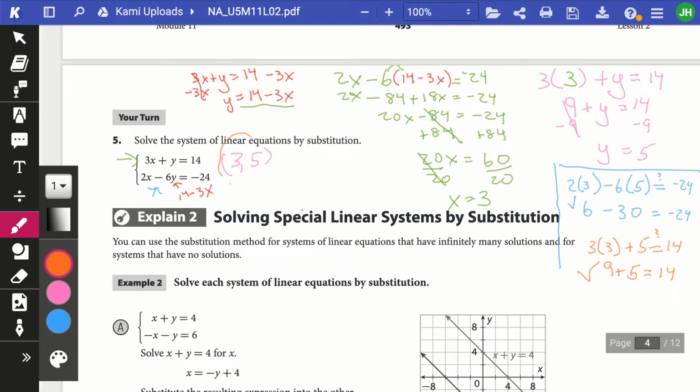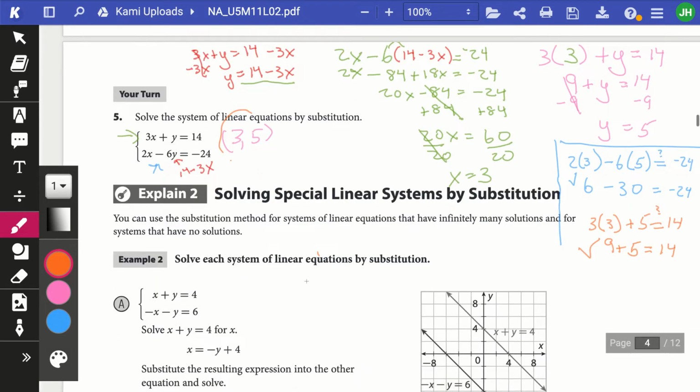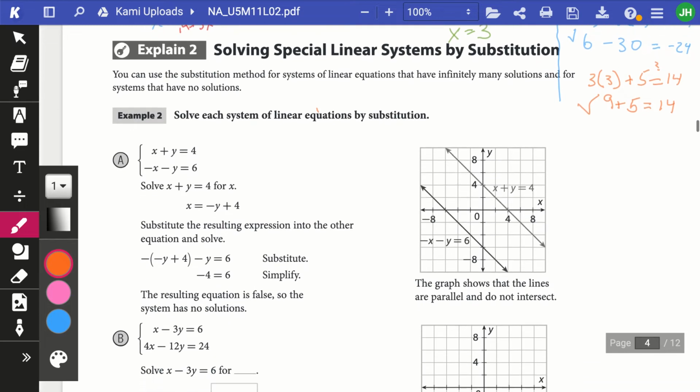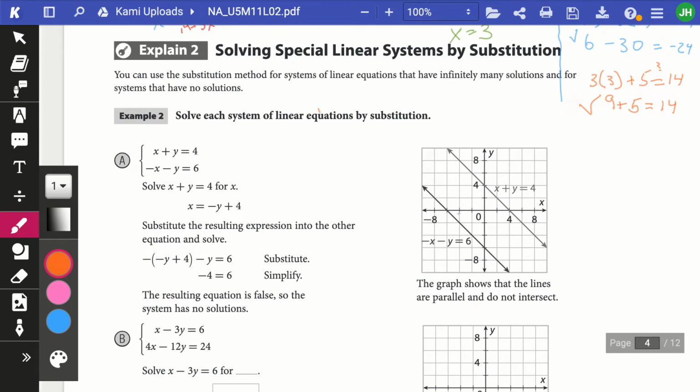Okay, so that's how you're going to do most of them. Now, sometimes you have the special linear systems. You have the systems like this one that are parallel, or the systems where they are the same. If you look here, we have x plus y equals 4. So we're going to rearrange this by subtracting y from both sides: x equals minus y plus 4. So we're going to plug that in for x.